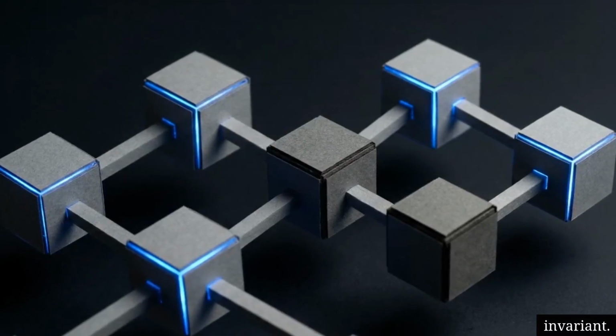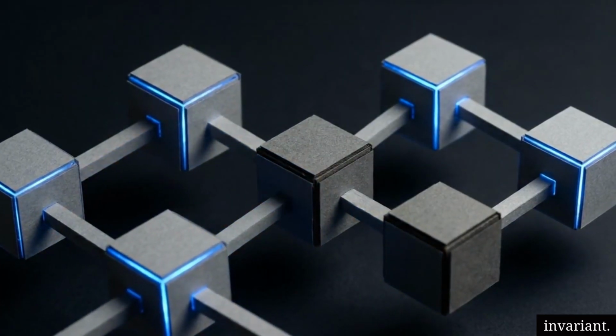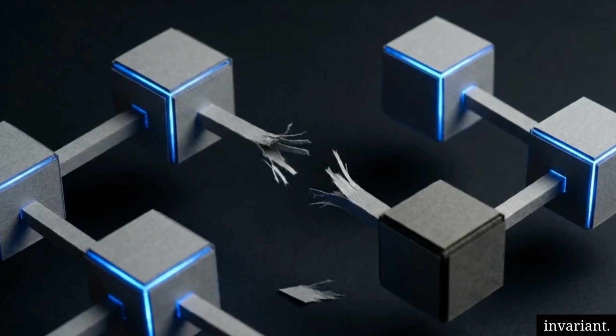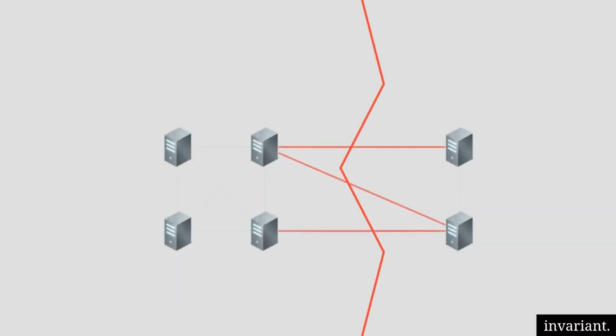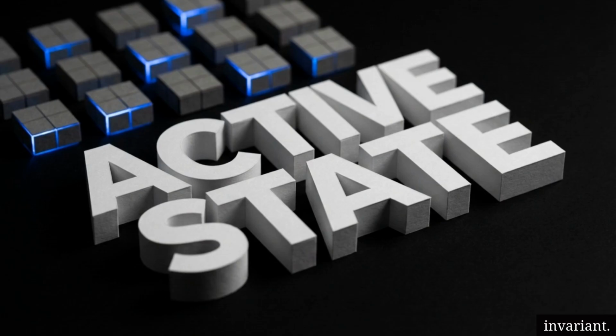In thermodynamics, entropy is the measure of disorder. In distributed databases, it represents the exact degree of state divergence between nodes. When a network partition occurs, data writes will fail to reach every server. To maintain high availability, the database accepts the write on the healthy nodes and allows the isolated replicas to temporarily fall out of sync. This means eventual consistency is not a passive waiting game.